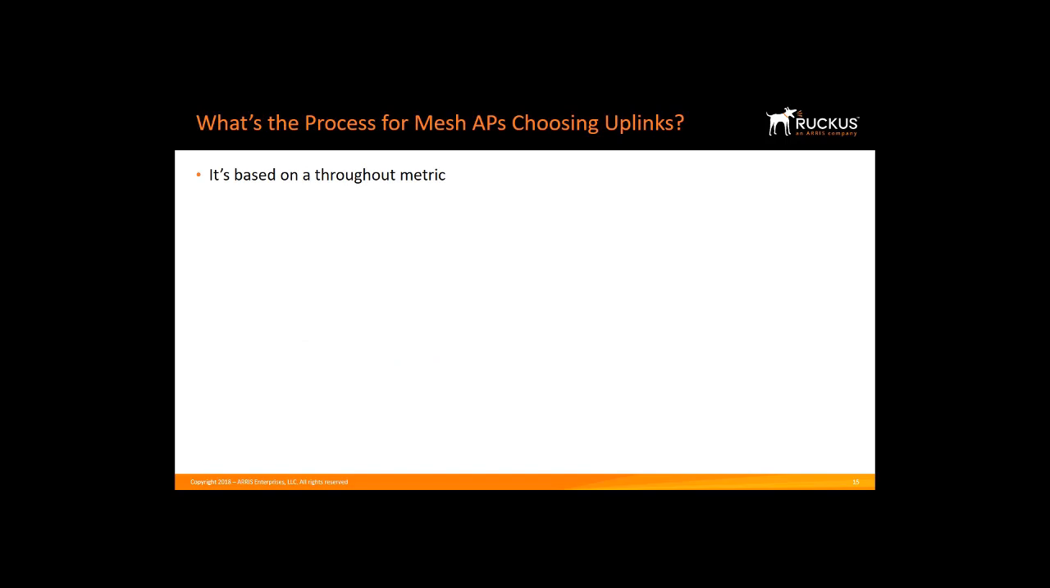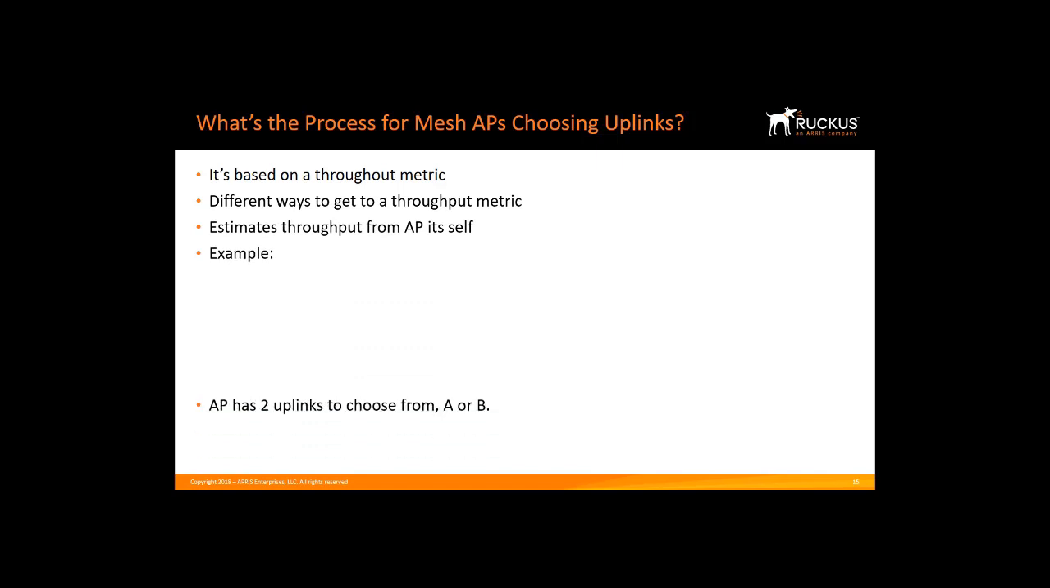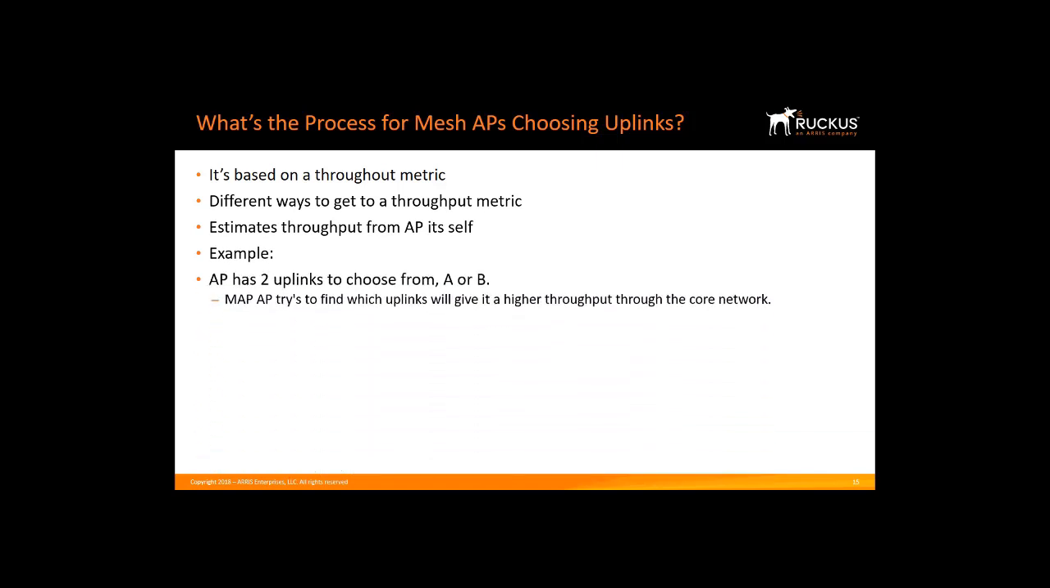The process for mesh APs choosing uplinks is based on a throughput metric, and there are different ways to obtain this metric. Essentially, we're estimating the throughput from the AP itself. Let's say that I have two uplinks to choose from, A or B. What I'm trying to do as a map is find among two possible uplinks which one will give me a higher throughput to and through the core network.